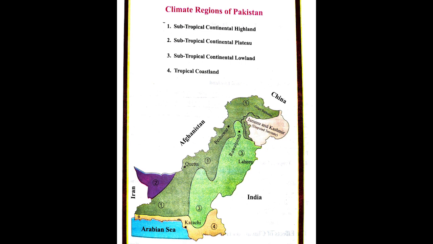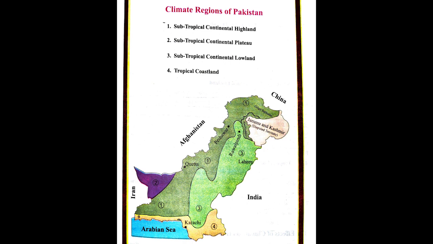The third division is subtropical continental lowland. This climatic region includes the Upper Indus Plain, the province of Punjab, and the Lower Indus Plain, the province of Sindh. As we discussed in the plain topic, the summers are extremely hot. Monsoon winds cause heavy rains in northern Punjab at the end of the summer season, whereas the remaining plain area receives less rain. The same situation remains during the winter season.